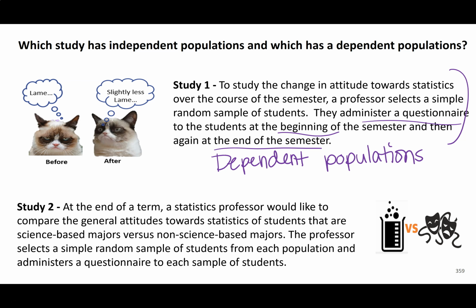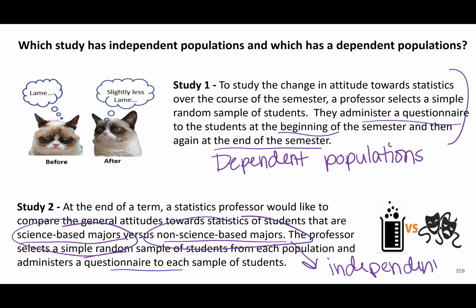So they go ahead and take a sample of science-based majors and a sample of non-science-based majors, because nobody double majors, right? They take a simple random sample of each, and they administer the questionnaire. So here, as long as you can fairly assume that the group of science-based majors and the group of non-science-based majors have no one in common and no one's in both of these groups, you can say these will be independent.